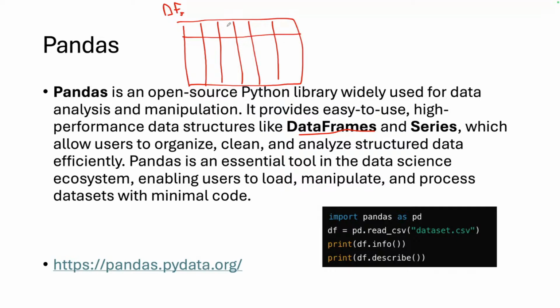Where we've got our columns, maybe C1, C2, C3. So we've got some different columns. And maybe we've got our rows, row 1, row 2, row 3, row 4. Pandas just stores that into a data frame.